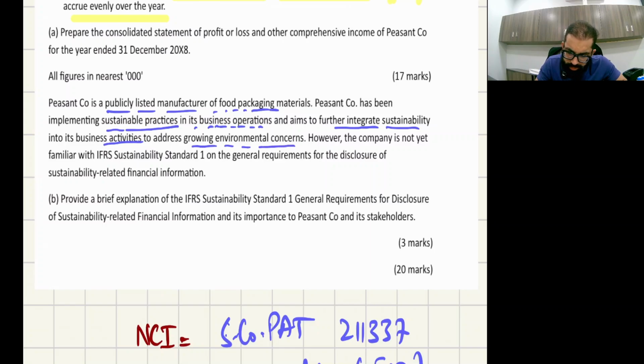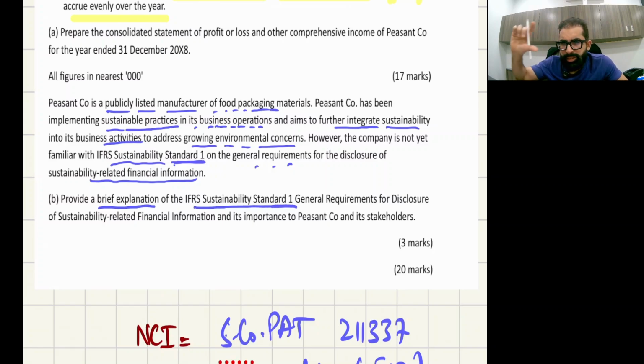However, the company is not yet familiar with IFRS sustainability standard S1. They are talking about S1 only, on the general requirements for the disclosure of sustainability related financial information. Yes, you have S1 for disclosure. Now provide a very short explanation of the IFRS sustainability standard S1. Just you need to write the starting line, scope: general requirement for disclosures of sustainability related. See, this is just the name.